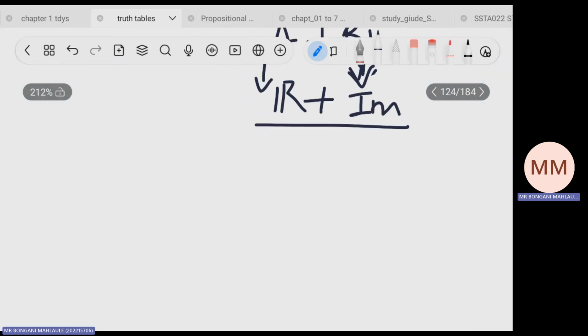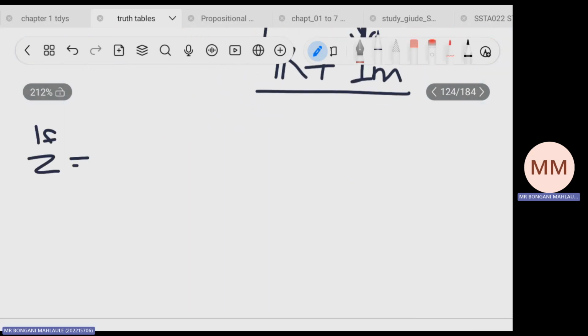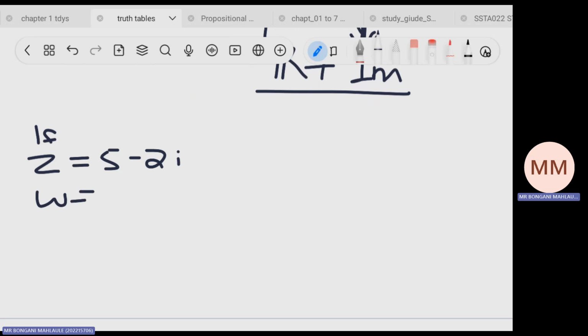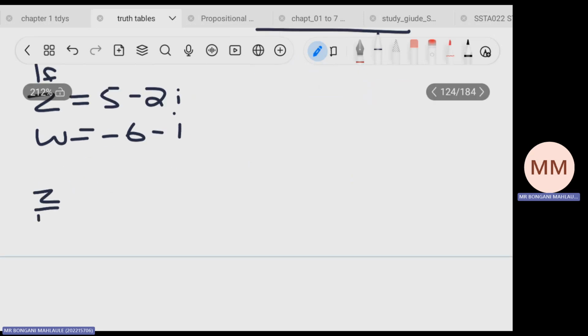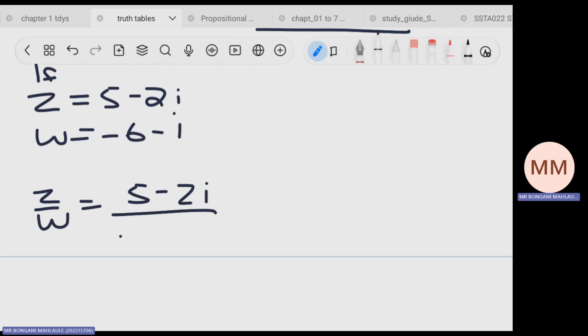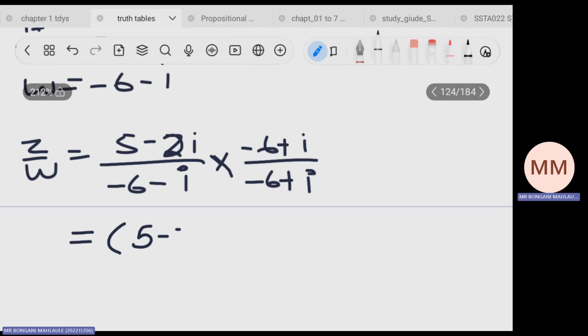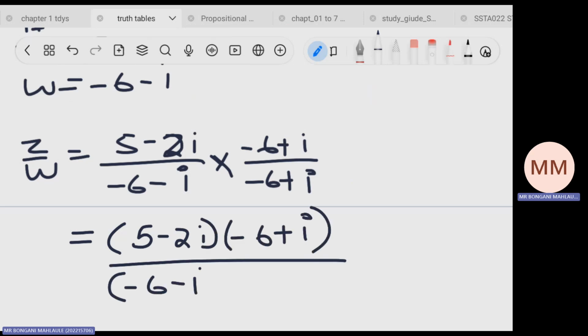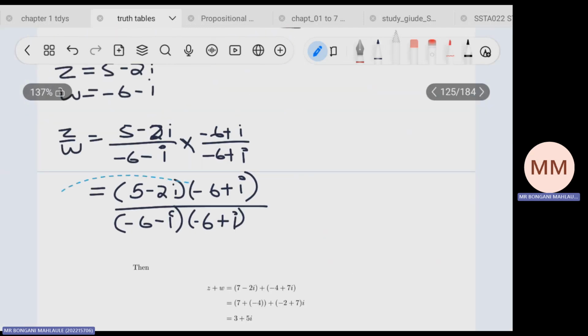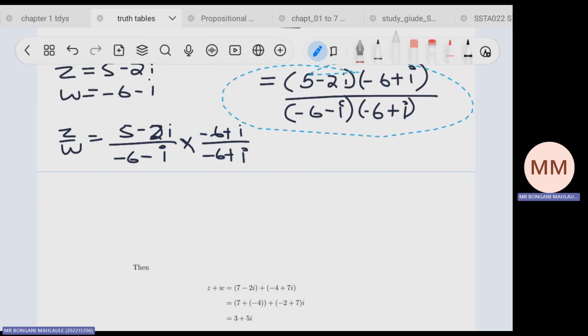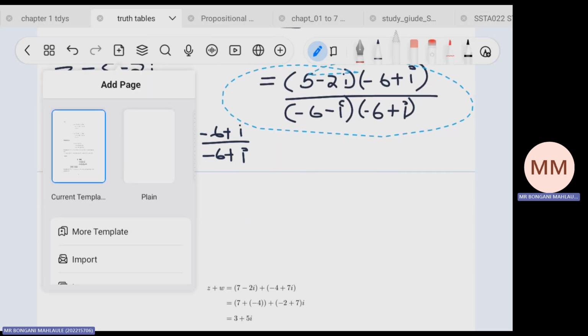So suppose now I'm having z, if z is 5 minus 2i, w is negative 6 minus i, then z over w would be given by this. Then I can rationalize. Then this will be 5 minus 2i, negative 6 plus i, all over negative 6 minus i. So this will give us, let's write this on the next page.